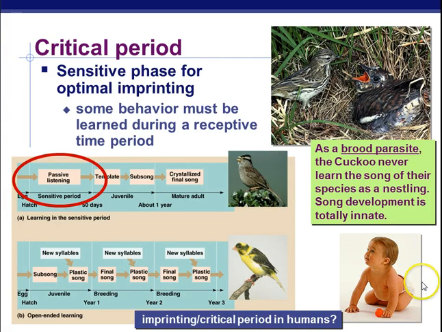So what do you think? Do you think there's any imprinting or critical period in humans? Sorry, that's not what that is, but I want you to think about that. Is there any sensitive phase, sensitive time period in humans where you have to learn a behavior, and if you don't learn that behavior within that time period, you will never learn that behavior? That's what we mean by critical period. That's what we mean by imprinting. Does that exist in humans?